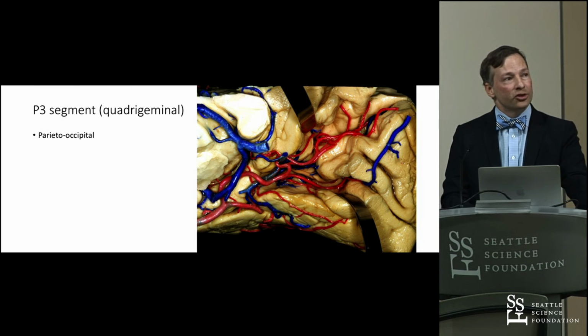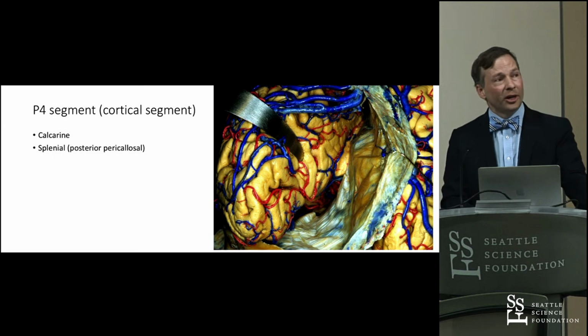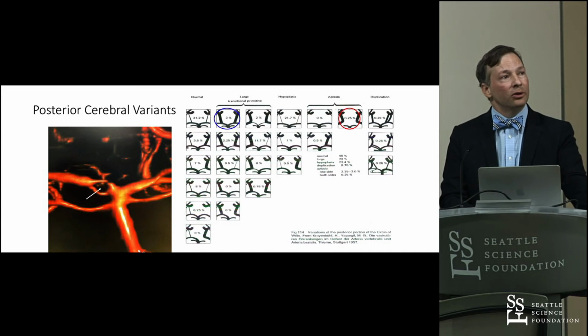P3 segment, or the quadrigeminal branch, giving off the parietal occipital. And we've mentioned already the P4 segment with calcarine and that quote-unquote posterior pericallosal.